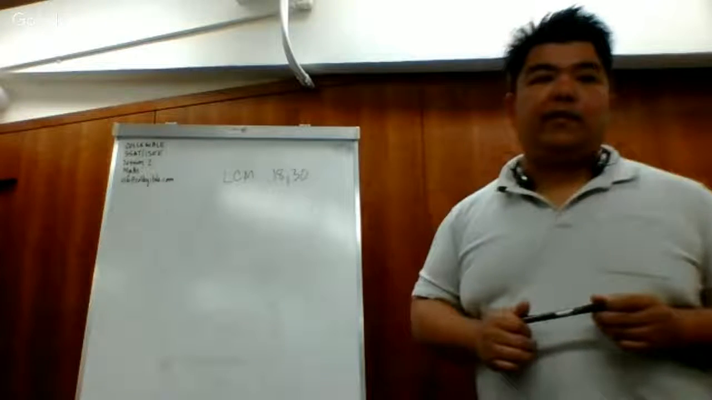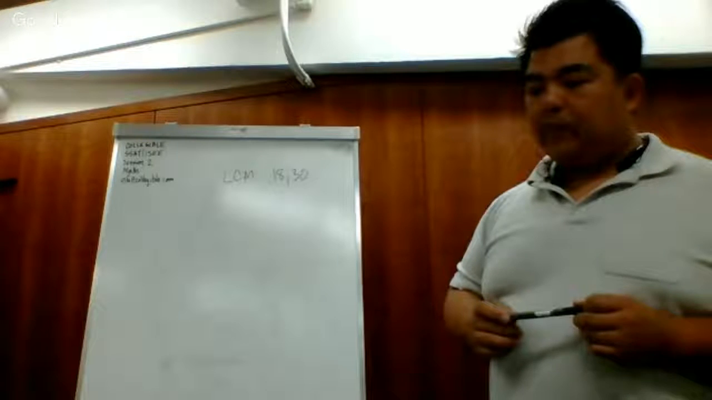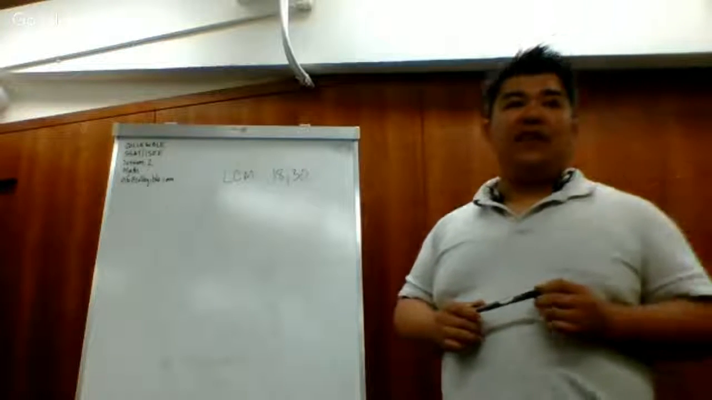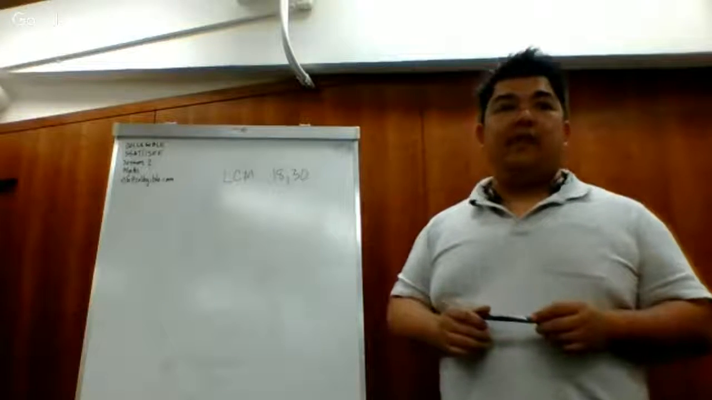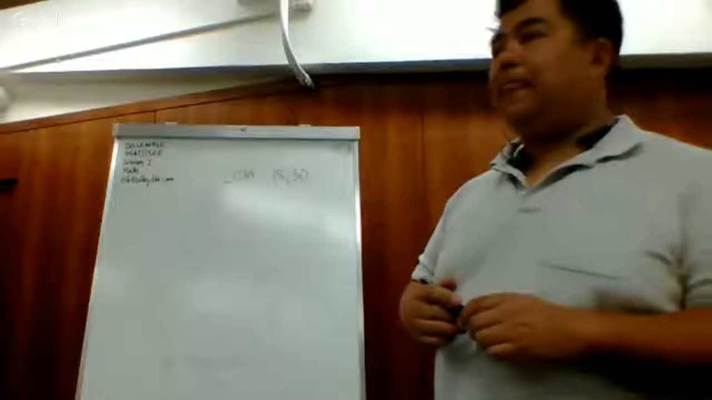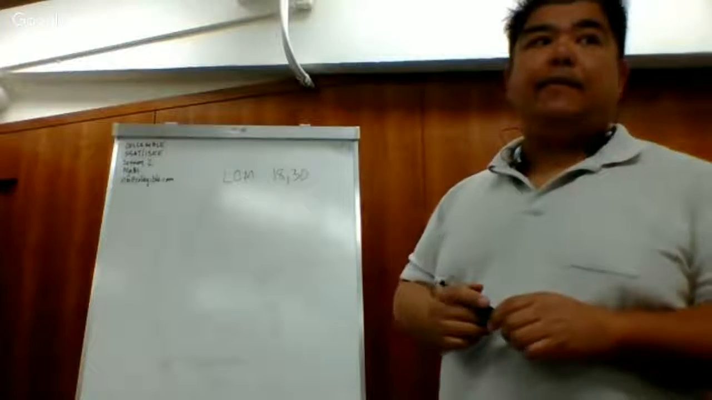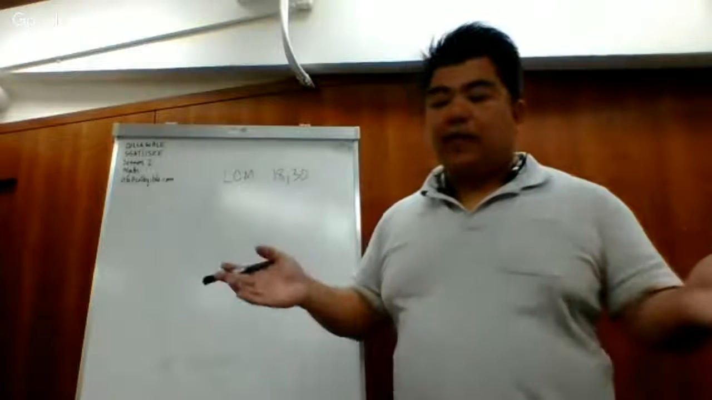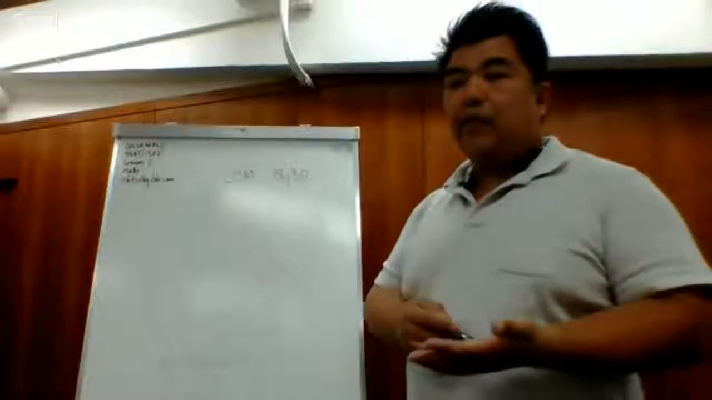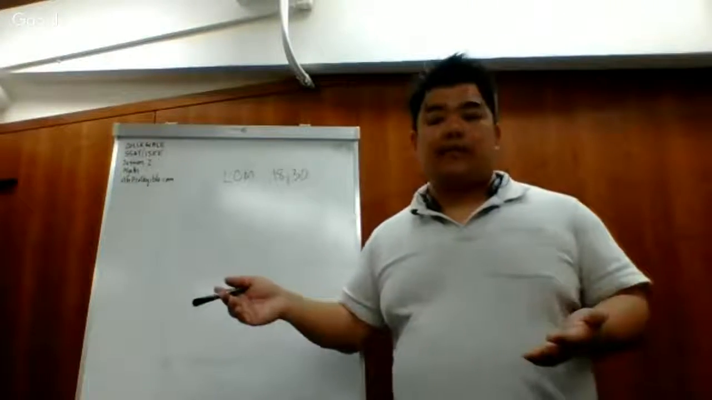Does anybody have the answer here? Don't overwork yourself. There's only 5 answer choices. Okay, Ineza? 90. Tell us how you did it. That's correct. 18 times 5 is 90 and 30 times 3. That's right. So just looking at the answer choices, we know 30 doesn't go into 18. 18 doesn't go into 30. A and B are gone just like that, right?